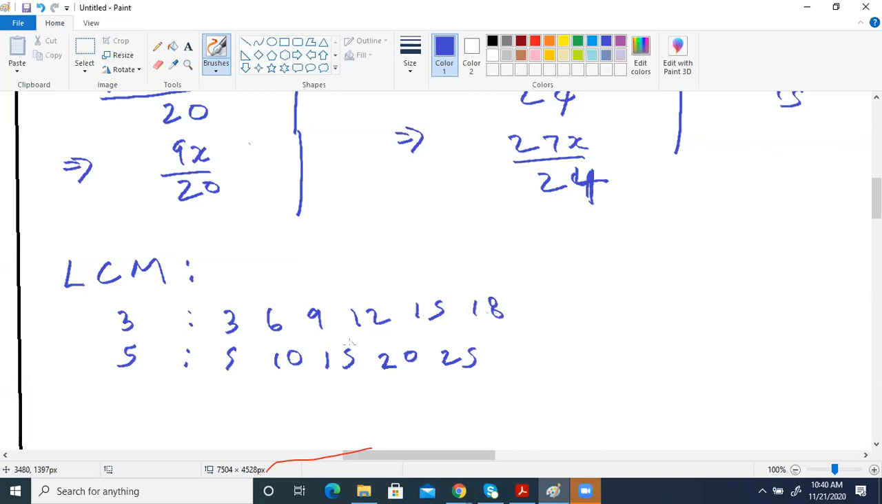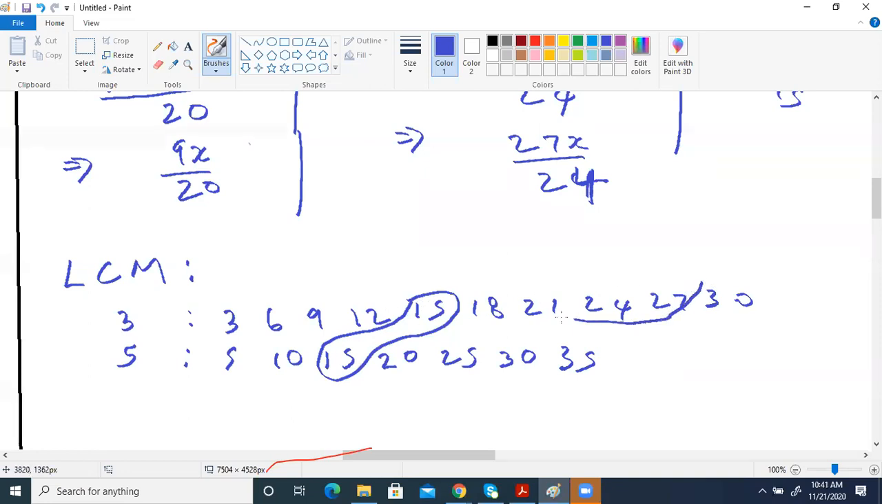And then at some point I say, but wait, here is a common multiple, and of all of them so far, it is the lowest. A lot of people don't appreciate when it's the lowest common multiple. Let me go a little further: 21, 24, 27, 30, and then 35. Now here's another common multiple.